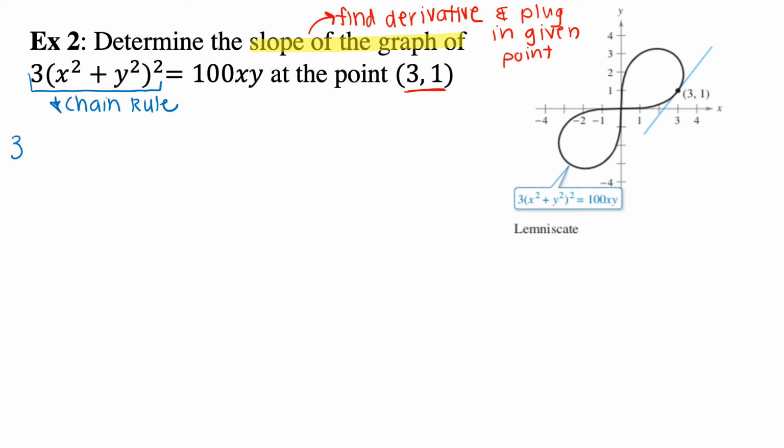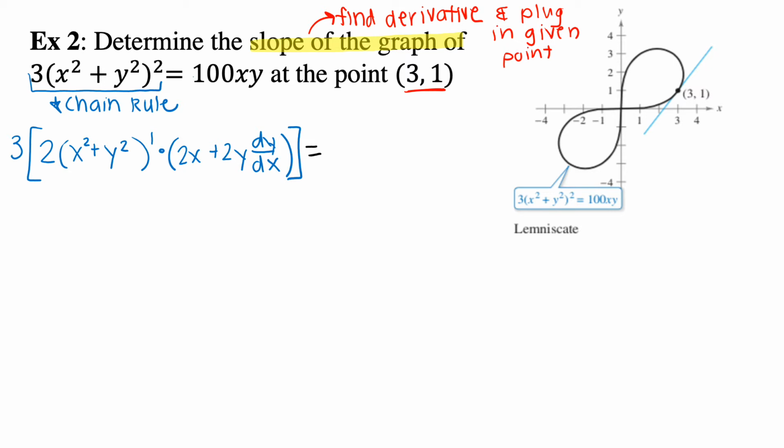Let's keep our 3 all the way on the outside. Taking our chain rule, we're going to bring our 2 down to the front, and that's going to go to a power of 1. We're going to leave our inside the same, x squared plus y squared. Then we're going to multiply by the derivative of the inside. Now taking the derivative of the inside, the derivative of x squared would be 2x, and the derivative of y squared would be 2y, but our variables disagree, so dy dx. Whoops, close that bracket. That's just the left-hand side of my equation.